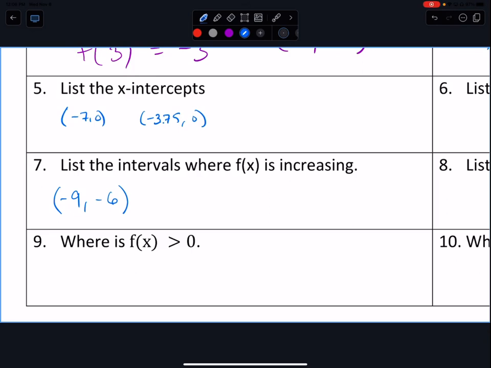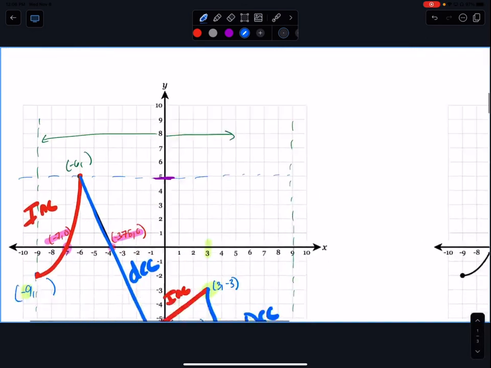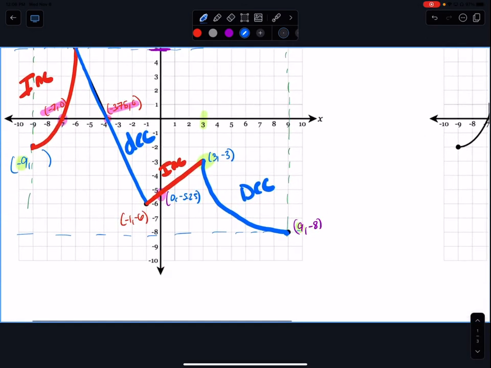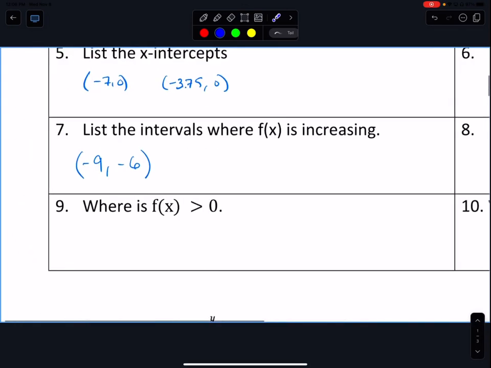All right, is that the only place it's increasing? Okay, so let me go back. Where else is it increasing? Well, I'm going to scratch that out. From -1 to 3. So this whole part here is my next part where it's increasing. So from -1 all the way to 3. So I'm going to write this here. So -1.